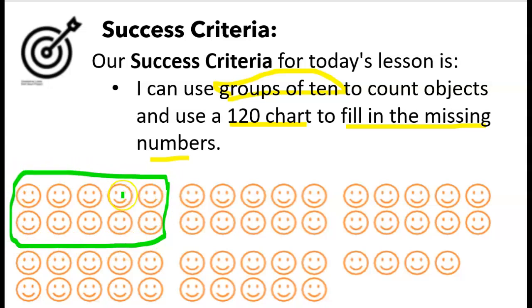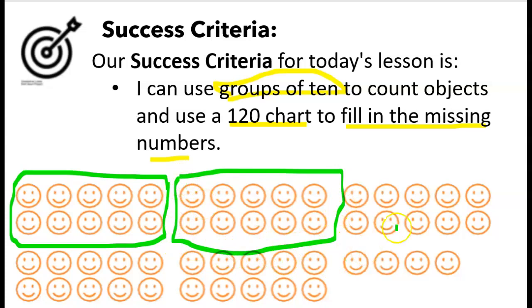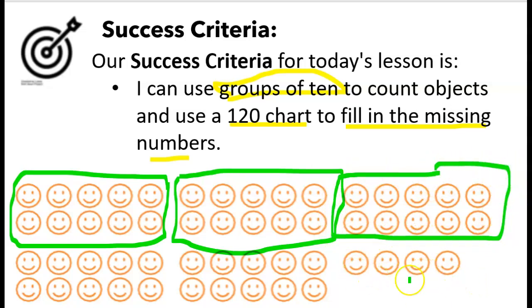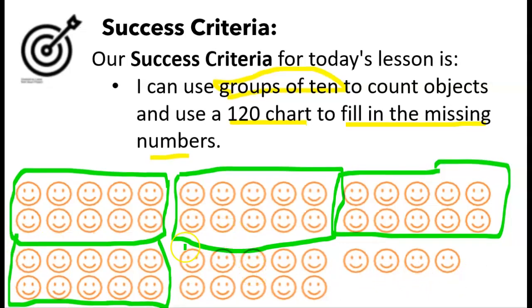So we're looking for groups. Well, there's another group of 10. And another group of 10 and another group of 10. And here's another group of 10. Oh, I see some ones down here. These are not a 10, are they? I'm going to go like this, and that's a group of 10. And here's a group of 10.